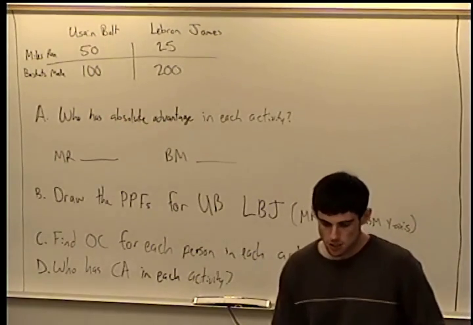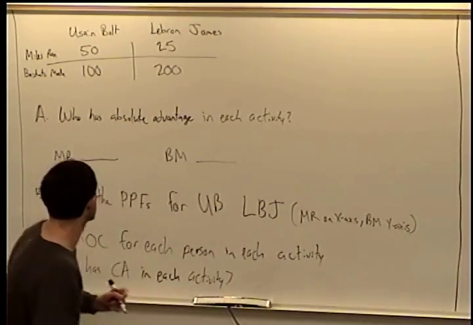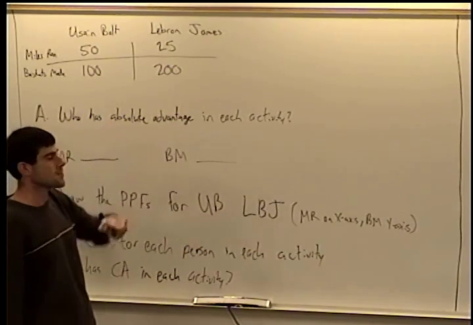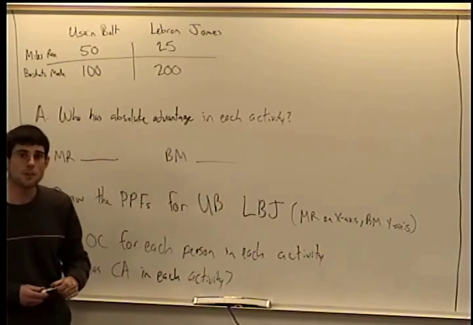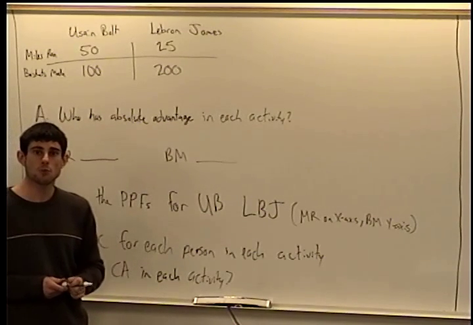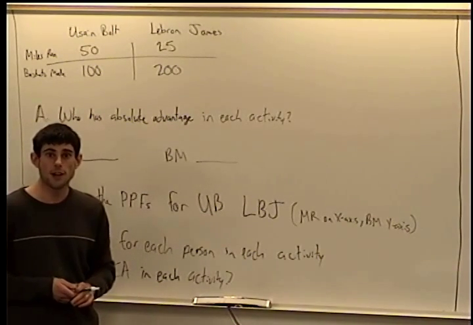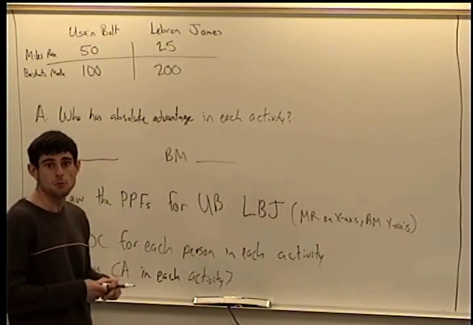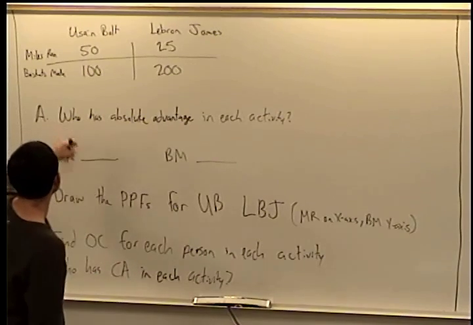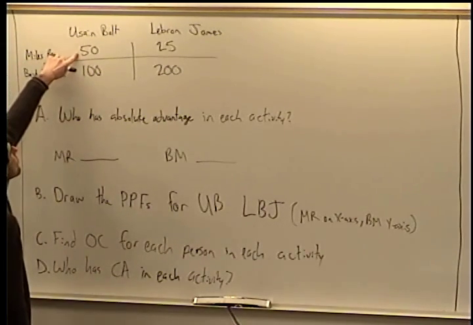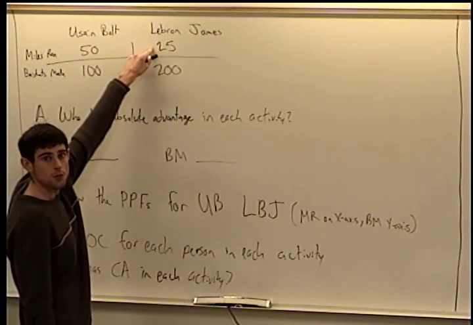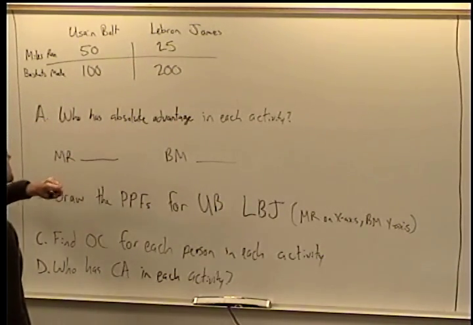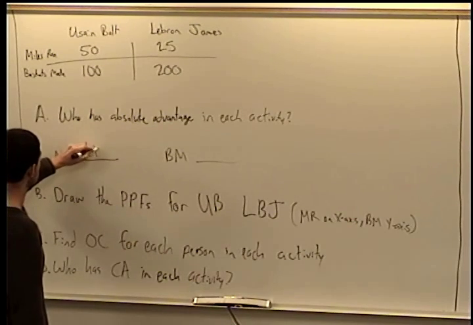Okay, so part A, who has the absolute advantage in each activity? We define the absolute advantage as who can produce more of a given resource in a given amount of time. So we want to know who can run the most miles in an hour and who can make the most baskets in an hour. And here, if we look at miles ran, Usain Bolt can run 50, LeBron James can only run 25. So Usain Bolt has the absolute advantage in running.